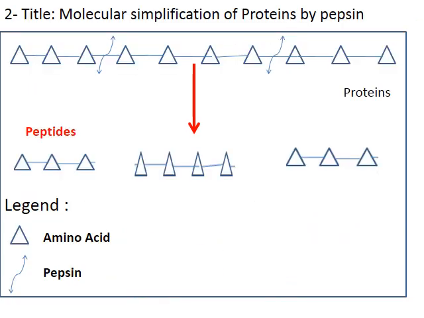This one is for the molecular simplification of proteins by the enzyme pepsin. Every triangle is an amino acid. This enzyme is pepsin, and every 3 go for polypeptides, or every 4, every 5, and so on. So you have to give legends, you have to draw it using a pencil, you have to give it a title, and you have to write the legend in a clear way.